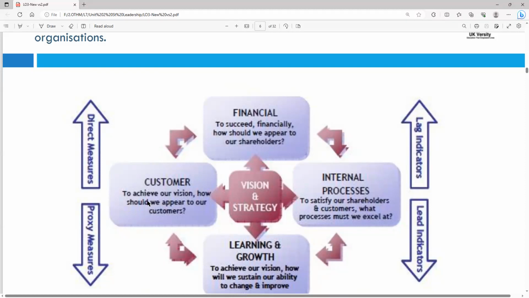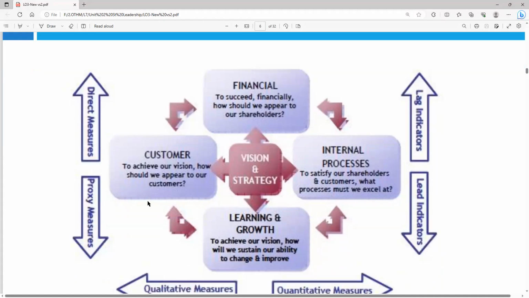There are internal processes, for example, looking at the shareholders and customers. Are we satisfying the needs of the shareholders or the needs of the customers? And what processes must we excel in, must we follow, must we go through? And there's another one, learning and growth. To what extent are we achieving our vision? How well are we sustaining our ability to change and improve?